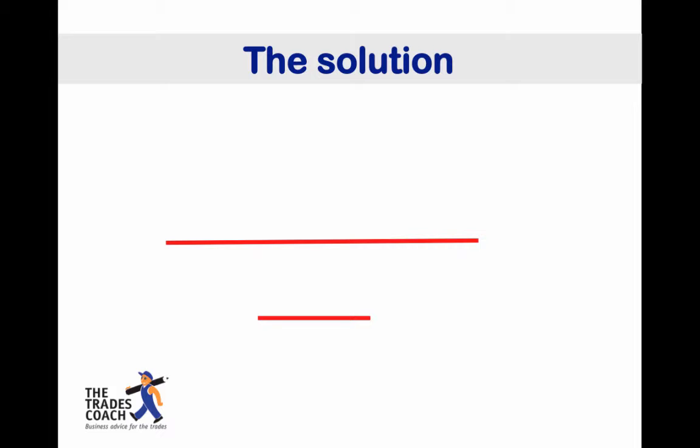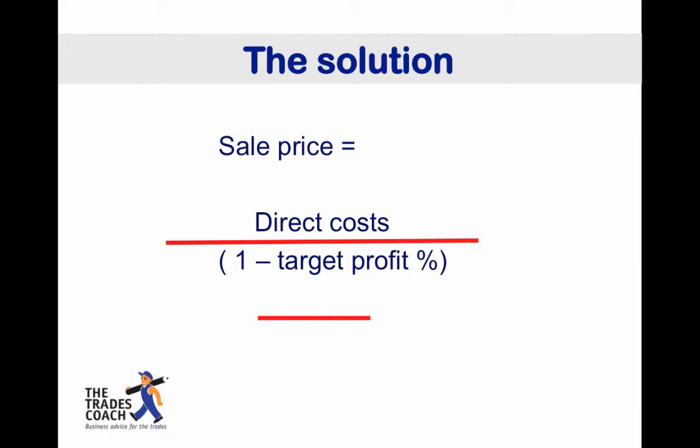Well, the best solution really is to run an extra calculation when you're trying to figure out what that sale price needs to be in order to generate you the required gross profit percentage figure. And to do that, what you do is you take your direct costs and you divide that by 1 minus the target profit percentage figure, but expressed as a decimal.